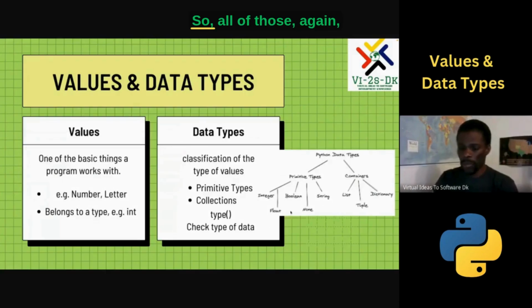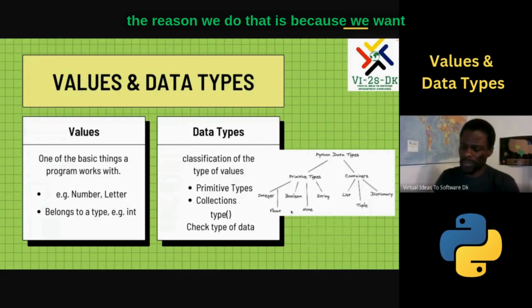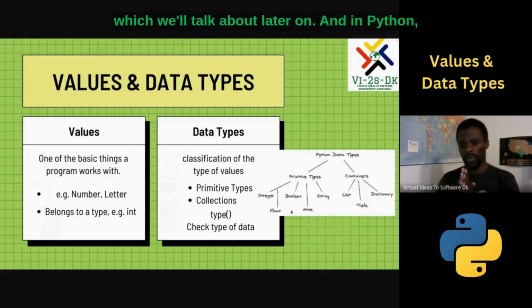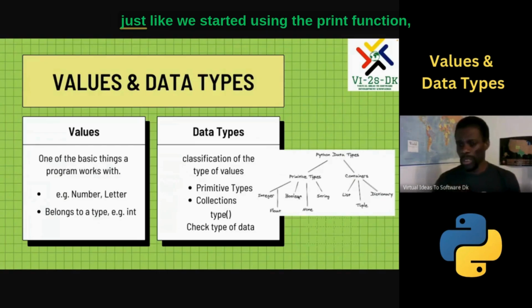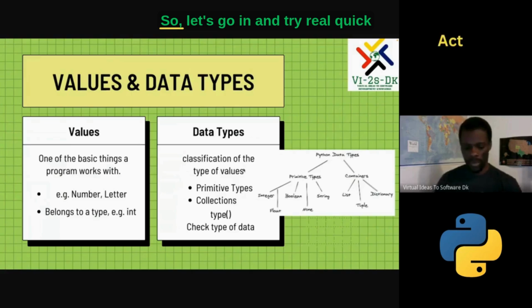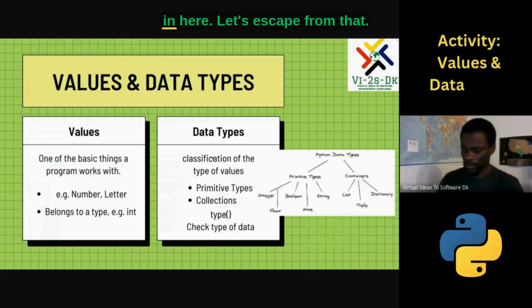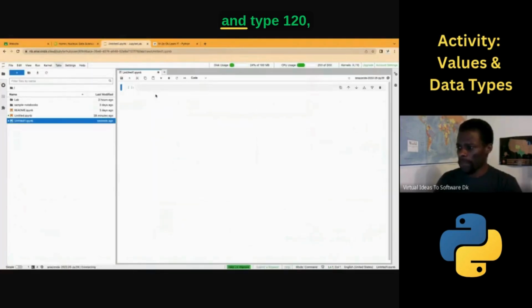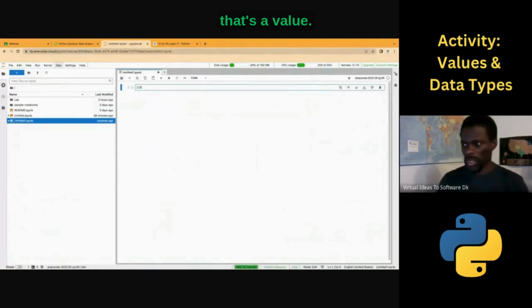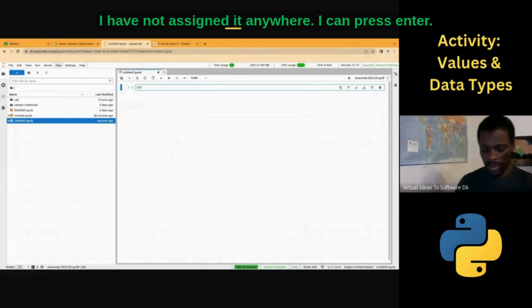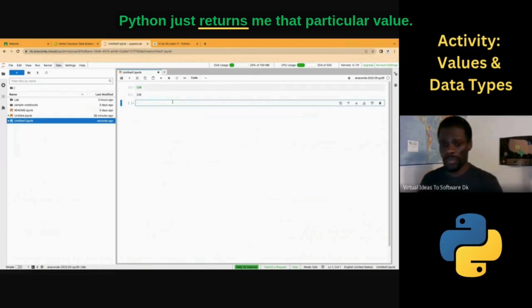All right. So all of those, again, the reason we do that is because we want to be able to specify what type of data so that we can know what operations we can do on them, which we'll talk about later on. And in Python, just like we started using the print function, you can use the type function to tell you the type of data that you have. Okay. So let's go in and try real quick in here. Let's escape from that. If I go into my Jupyter notebook, let's open a new one and type 120. That's a value. It doesn't mean anything at this point in time because I have not assigned it anywhere. I can press enter. Python just returns me that particular value.